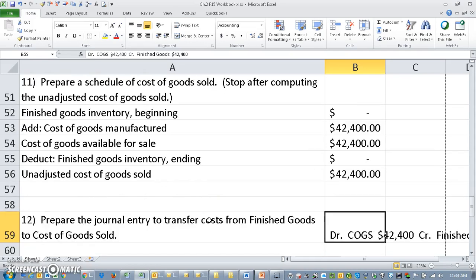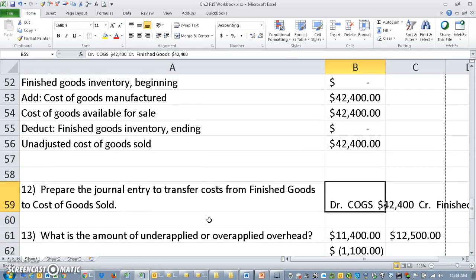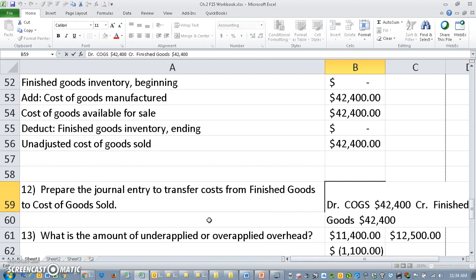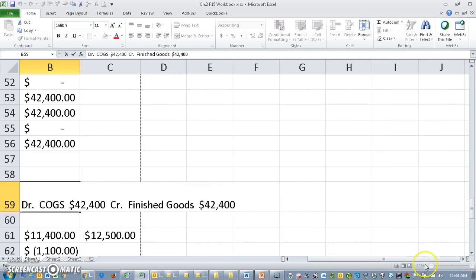Okay, so now we're on to question 12. Question 12 says prepare the journal entry to transfer costs from finished goods to cost of goods sold. So we're going to move the amount of $42,400 out of finished goods with a credit to finished goods and a debit to cost of goods sold for $42,400.